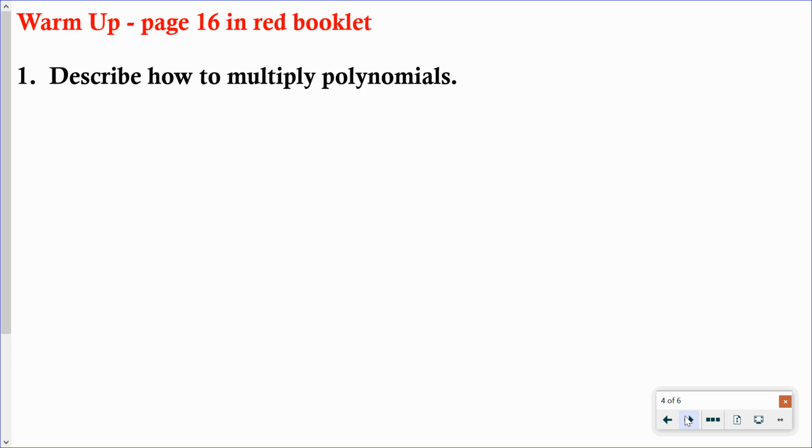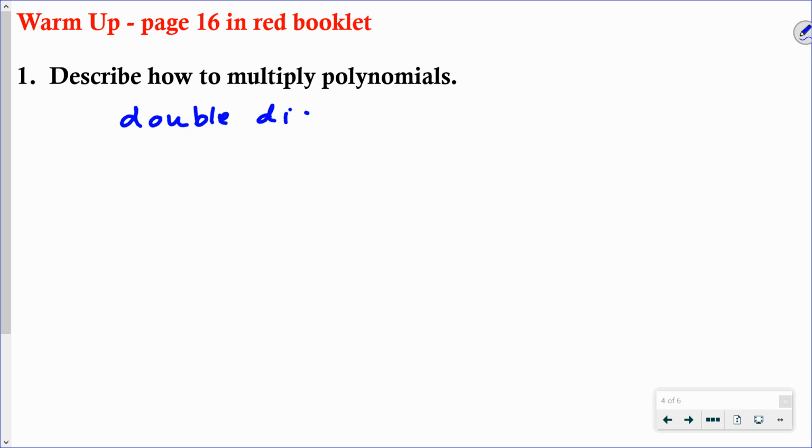So now let's take a look at page 16 in the red booklet. And now is the chance for you to kind of just test what you've learned. So press pause and answer this first question. And then when you're ready, you can resume to see if you are correct.